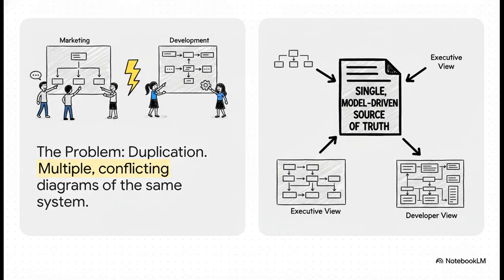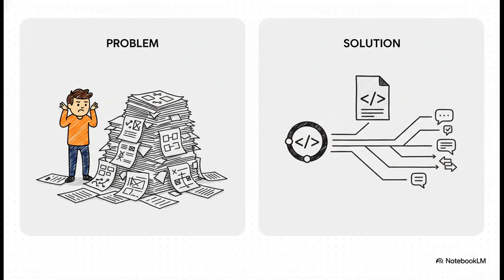And what about those duplicated, conflicting diagrams we talked about? With an as-code approach, you define your entire architecture just once in a central model. That becomes your single source of truth. From that one source, you can automatically generate all kinds of different views, a high-level one for execs, a super detailed one for developers, and they're all guaranteed to be consistent. No more conflicts.